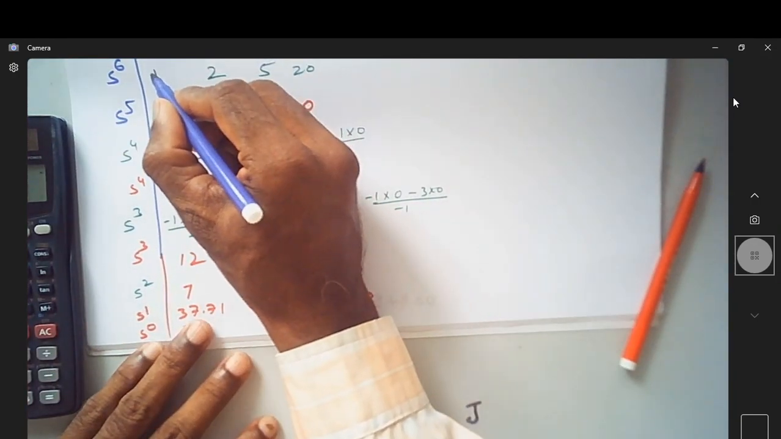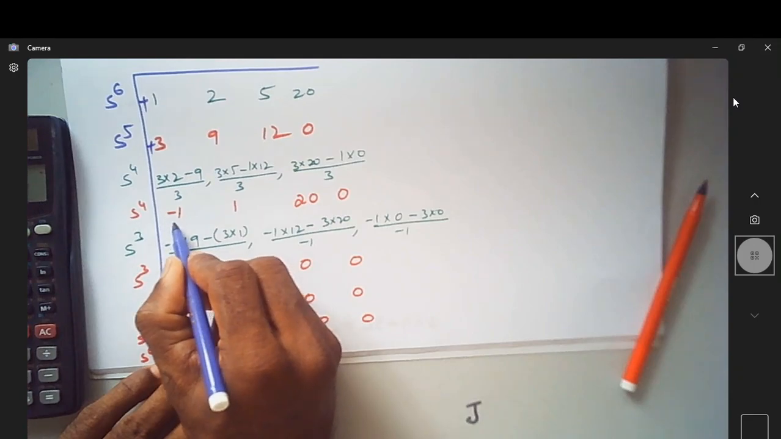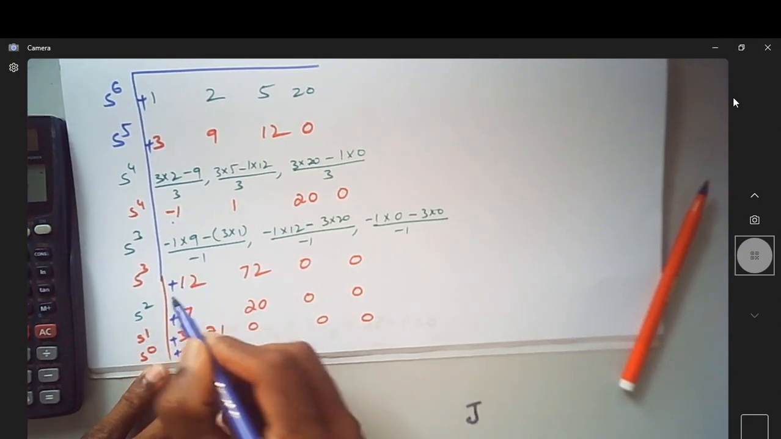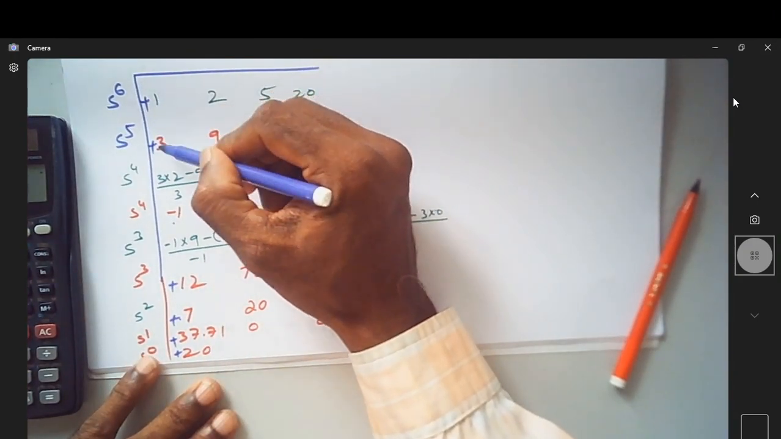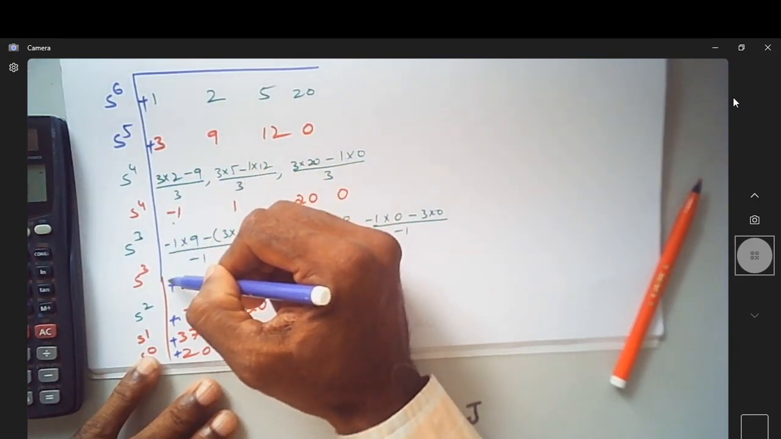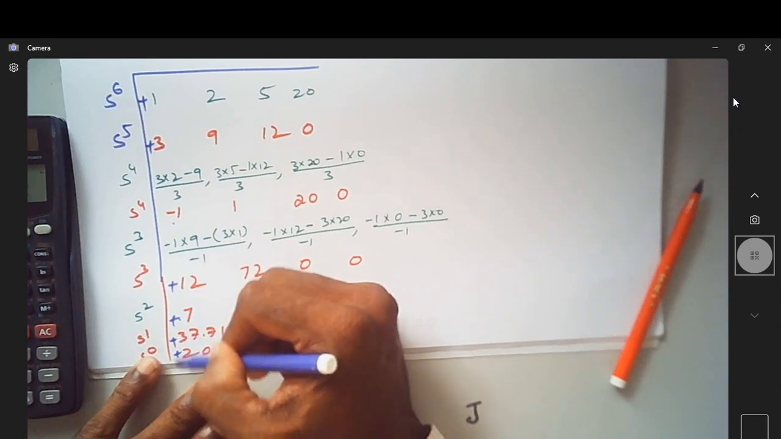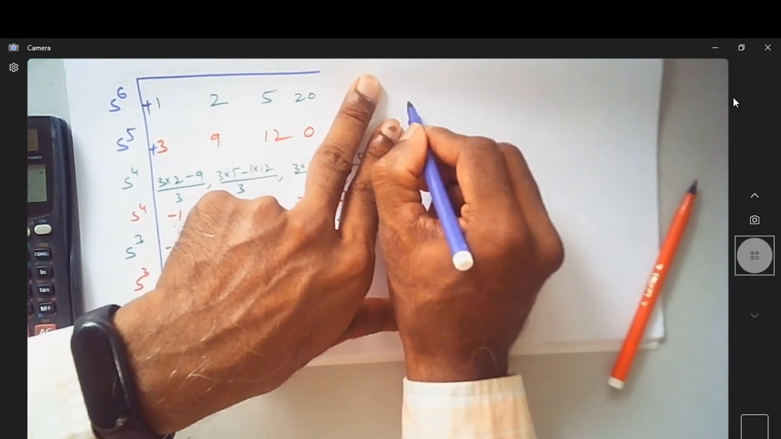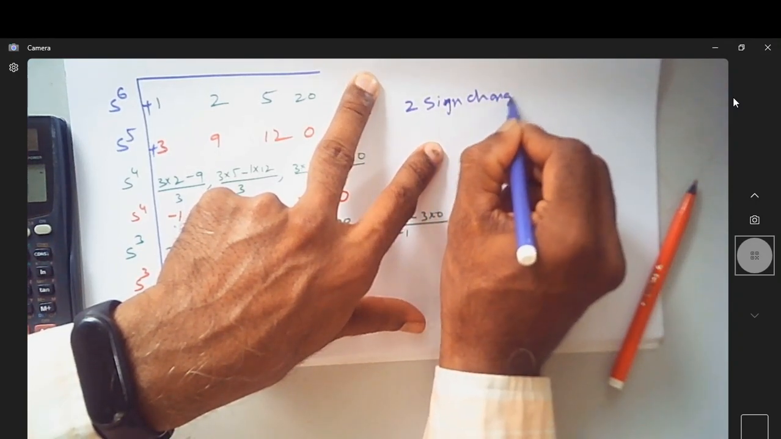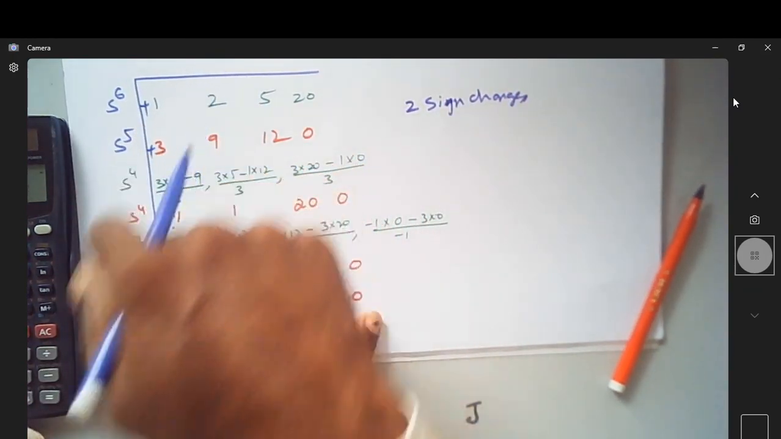What you have is 1 here. The first element is 1, which is positive. This is positive. Here it is negative. Here it is positive, positive, positive. Now let us count the number of sign changes. Plus to plus, no sign change. Plus to minus, 1 sign change. Minus to plus, here it's again 1 more sign change, and then plus to plus, no, plus to plus, no. So there are 2 sign changes, from plus to minus and then from minus to plus.